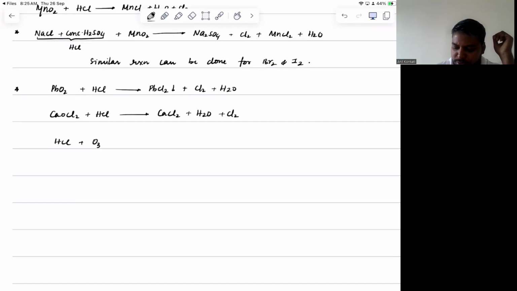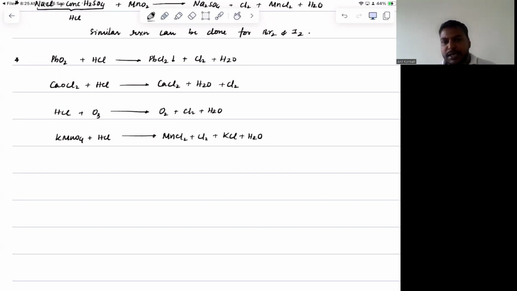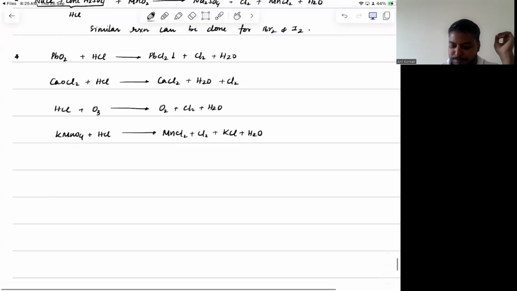HCl plus O3 also reacts to become O2 plus Cl2 plus H2O. And KMnO4, we already know that, plus HCl will convert into MnCl2 plus Cl2 plus KCl and H2O. These are by far the typical laboratory methods by which we can generate Cl2.